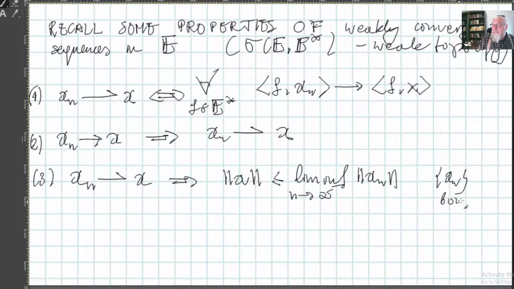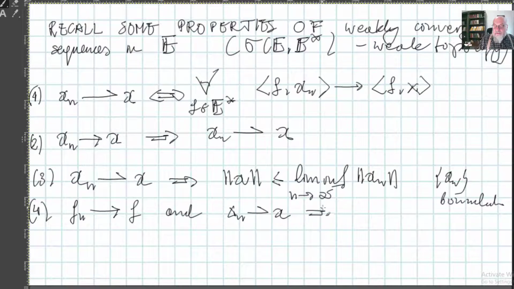And the fourth property was: if fn converges to f, and here we have that xn converges weakly to x, then this would imply that fn(xn) converges to f(x). And now let us formulate this proposition.